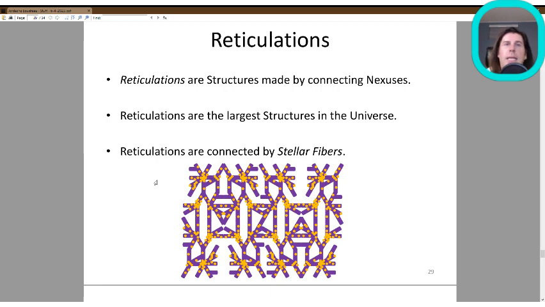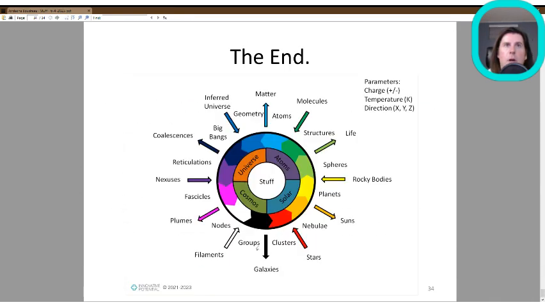So when you start linking nexuses together, we're down here now, in the cosmos. We're in the cosmos level. We've gone through galaxies, groups, filaments, nodes, plumes, fascicles, nexuses, reticulation. I've changed these words. You're going to look at superclusters. Yeah, a fascicle is a supercluster.